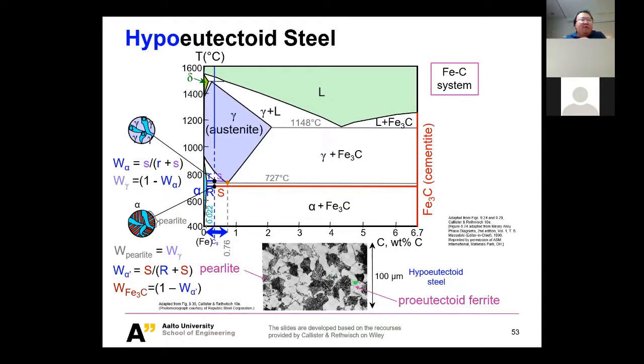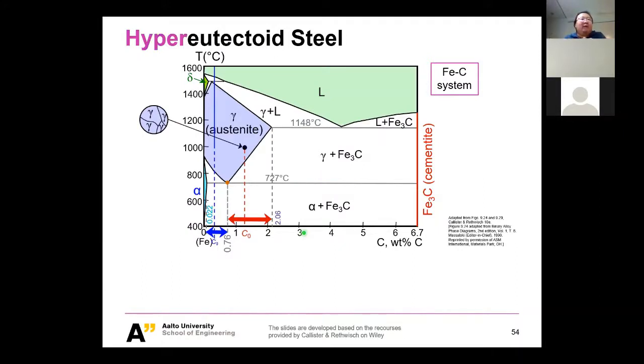So what is the volume fraction or weight fraction of pearlite? This is the important part. The pearlite weight fraction is exactly the same as your gamma weight fraction just before you enter the eutectoid temperature. So this is an important point, and I hope you get that, because it's really pretty easy, but it takes a little bit of effort to get familiar with all these terms. All right, that's enough for hypoeutectoid.